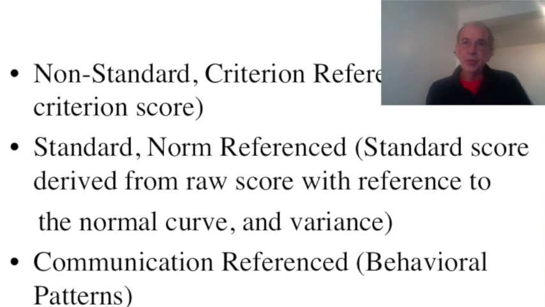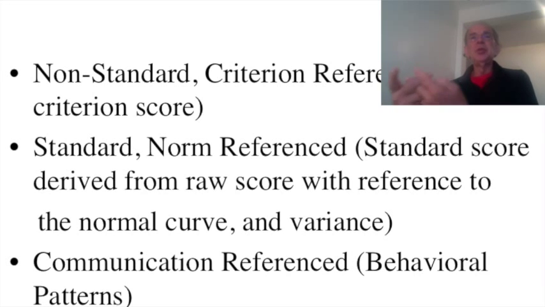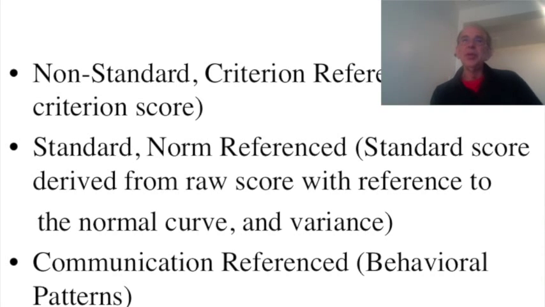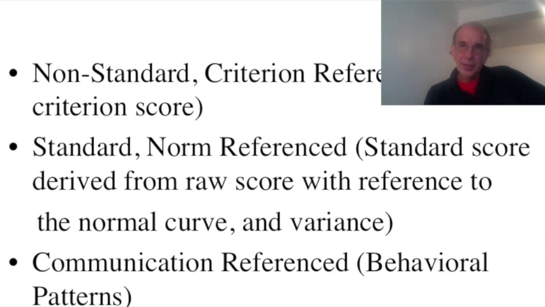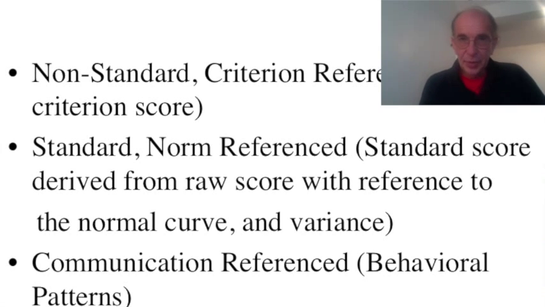A criterion referenced scoring approach is an approach to scoring in which the performance of an individual is compared to a standard or criterion that the test creator establishes. What is the right or wrong answer, or what behavior are we looking for? And usually a score is applied to that response. That's the criterion score. That is criterion referenced scoring.